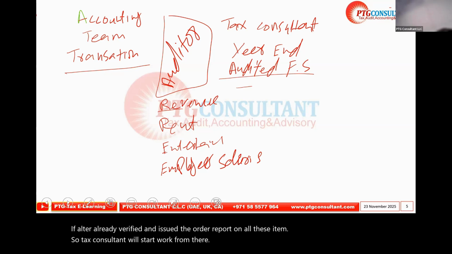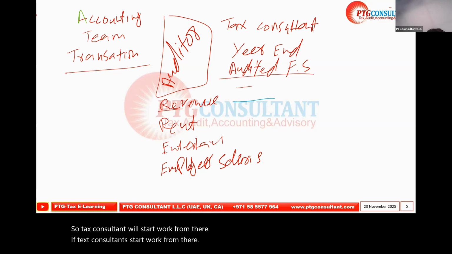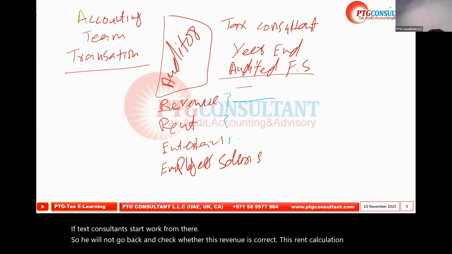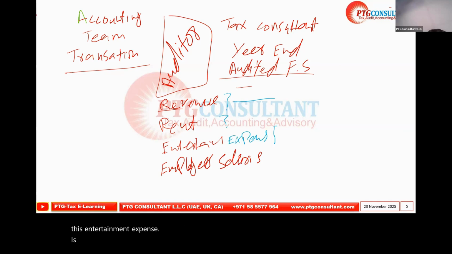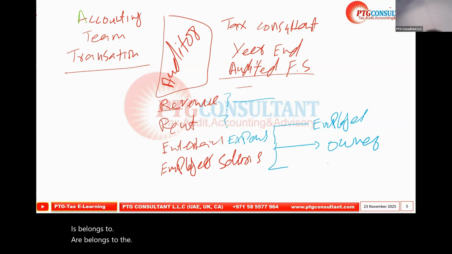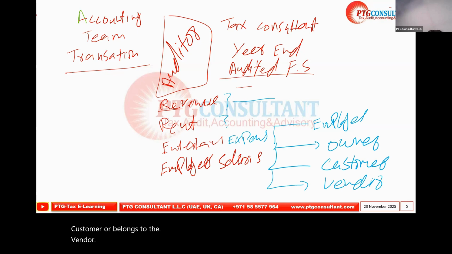If the tax consultant starts work from there, he will not go back and check whether this revenue is correct, whether this rent calculation is correct, whether this entertainment expense belongs to employees or belongs to the owner or belongs to the customer or belongs to the vendor. And this salaries item has the element of the owner and the employees.